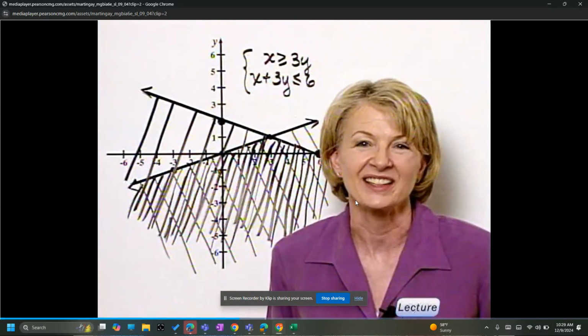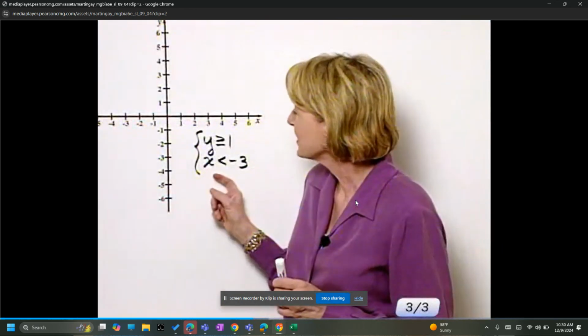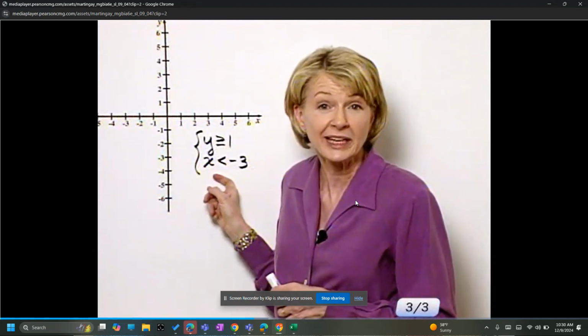Let's look at the following. Graphing the solution of a system of linear inequalities. Step 1, graph each inequality in the system on the same set of axes. Step 2, the solutions of the system are the points common to the graphs of all the inequalities in the system. Let's look at this system of linear inequalities.